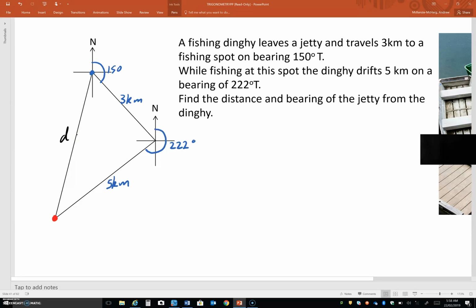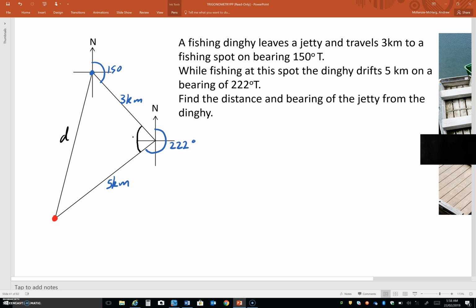So you might be able to see at this stage that we've got 3 side lengths involved, and we want to find one of them. So you might be able to see that what we really want is this angle in here. Because if we get that, we've got 2 side lengths with an included angle, we can use the cosine rule.